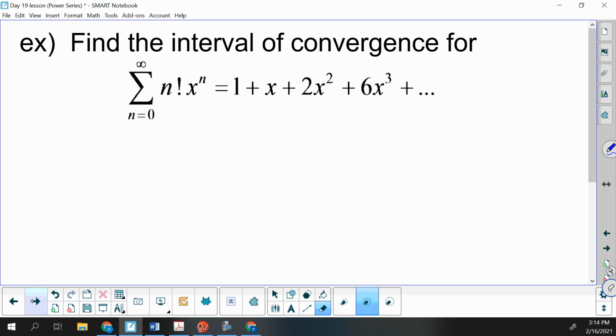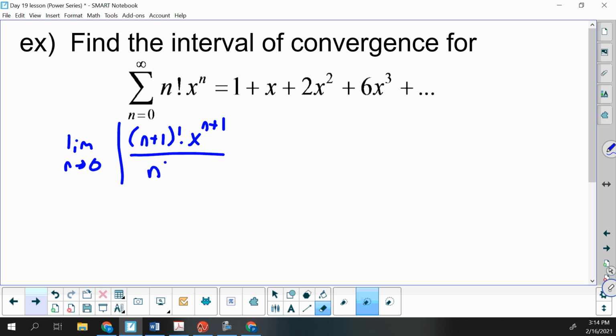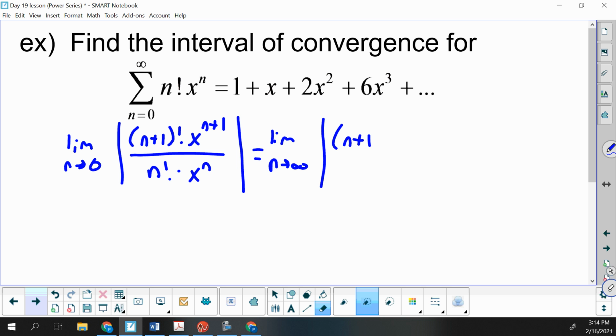So let's try another one. We want to find the interval of convergence, so we're going to do the ratio test. So we'll do absolute value of next term divided by current term. Well, with our factorials, from n all the way down is going to wipe out. So we're going to have an n plus 1 left in the numerator. For our x's, all but one x is going to wipe out. So as n goes to infinity, this is going to blow up.